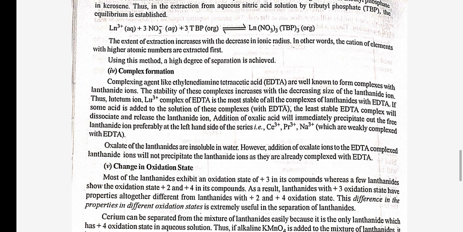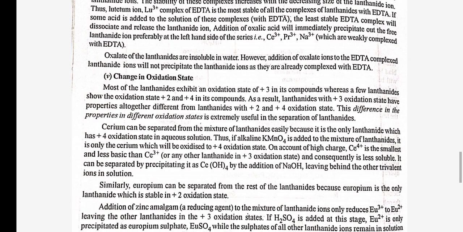Addition of oxalic acid will immediately precipitate out the free lanthanide ion, preferably at the left hand side of the series. Oxalates of the lanthanides are insoluble in water. However, addition of oxalate ions to the EDTA complex of the lanthanide ion will not precipitate the lanthanide ions as they are already complexed with the EDTA.